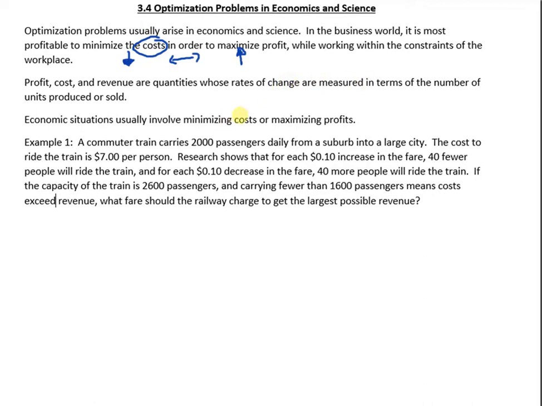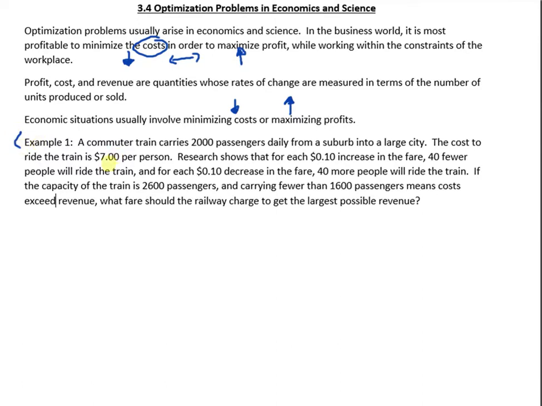So profit, cost, and revenue are quantities whose rates of change are measured in terms of the number of units produced or sold. Economic situations usually involve minimizing costs or maximizing profits. Okay, so that's what we're going to see most commonly.